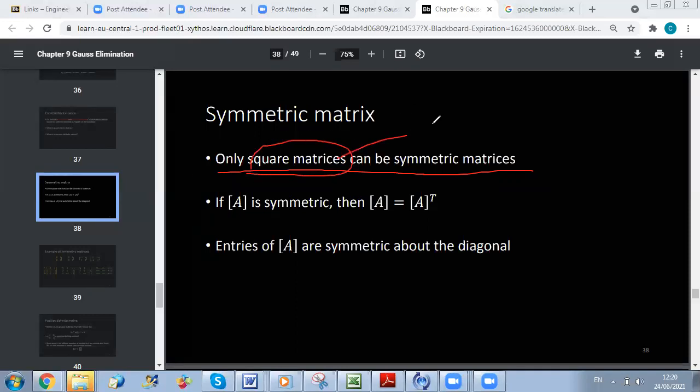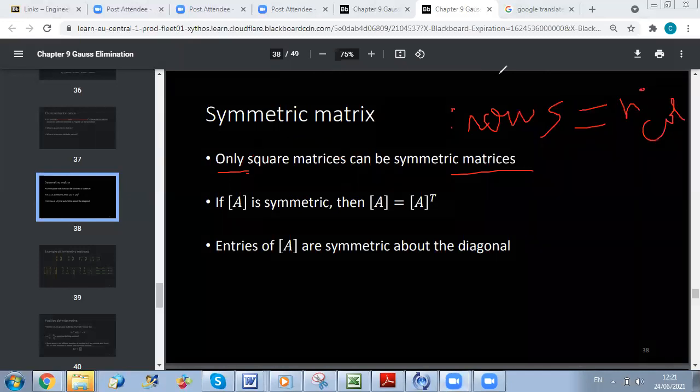When we say it's a square matrix, this means that the number of rows is equal to the number of columns. So we cannot have different numbers of rows and columns. The second criterion, yes Hassan, it's right, n times n.